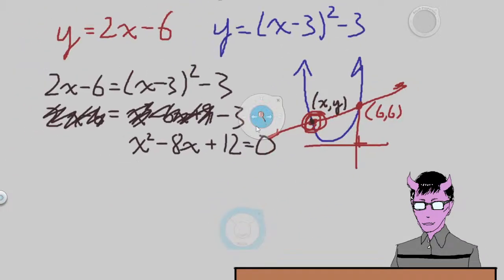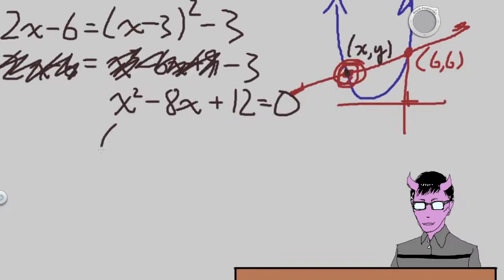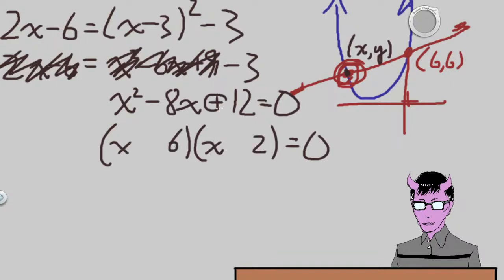Alright, it seems like a pretty nice situation. We have a nice looking quadratic. It looks perfectly factorizable with a 6 and a 2 right there. So we have x and a 6, x and a 2. The signs are the same, both are negative.